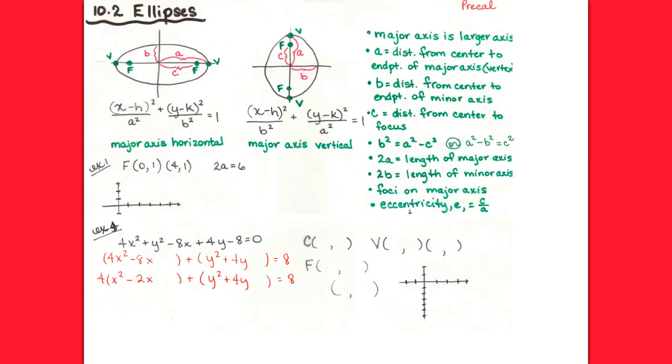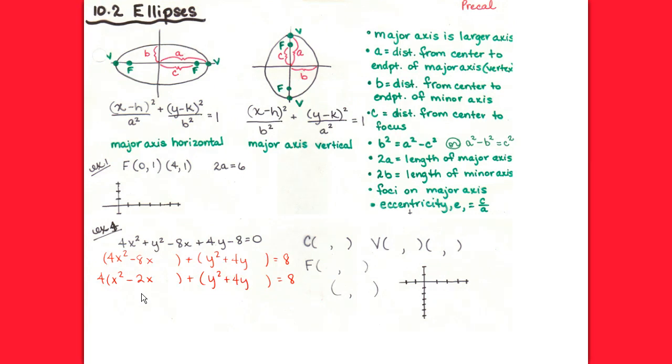What I'll do instead is I'll factor it out. So I'm going to take out that 4. And so that means I have to take it out of every single term. So take the 4 out of 4x squared and take the 4 out of negative 8x. Now my leading coefficients are 1, so now I'm ready to complete the square.